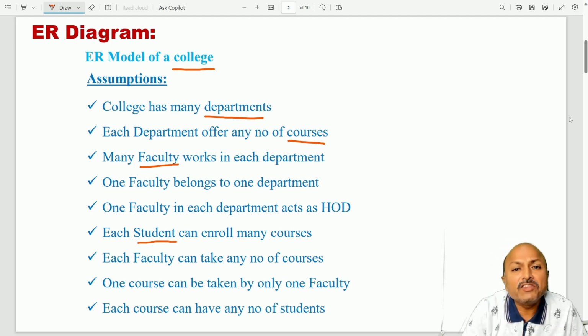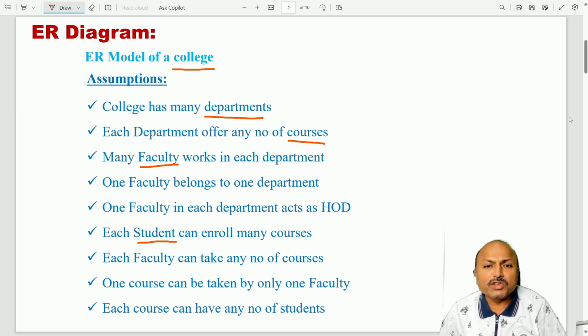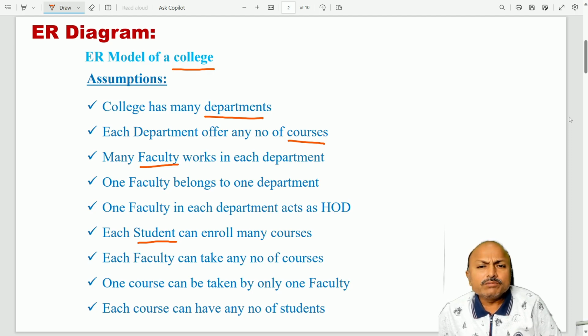So these are the assumptions we need to understand so that we can draw an ER diagram. Here we are going to see them one by one. College has many departments. We know that. Suppose you consider an engineering college, it has something like a computer science department, information technology department, ECE, EEE, mechanical, civil. You understood. It has many departments.